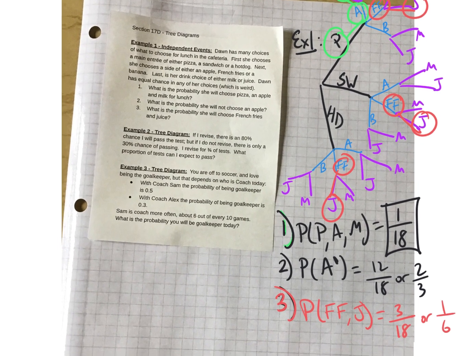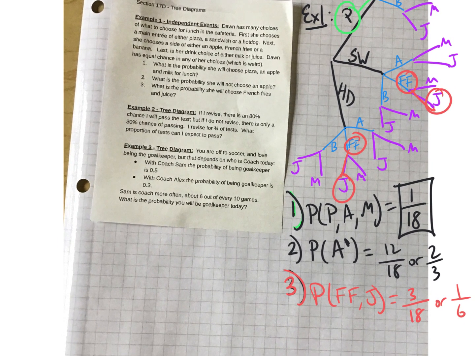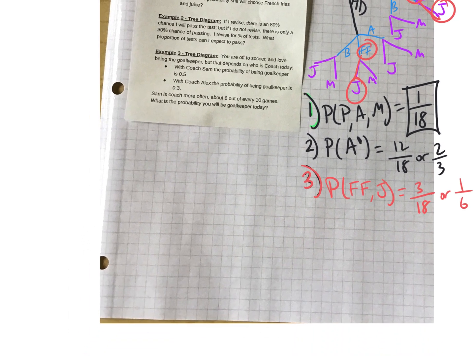Okay, so let's take a look at example 2 and 3. So example 2 states, if I revise, and I looked it up, revise in British terminology means study, actually. I know we've looked at some other problems like that. So if I study, if I revise, there is an 80% chance I will pass the test, but if I do not revise, there's only a 30% chance of passing. I revised for 3/4 of the tests. What proportion of tests can I expect to pass? I'm going to do this example below.